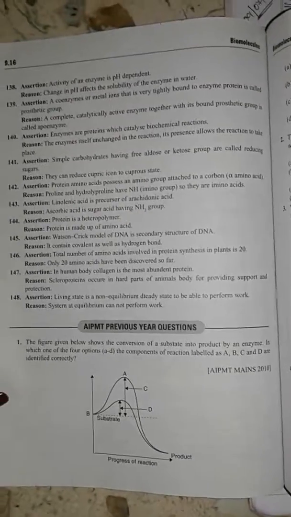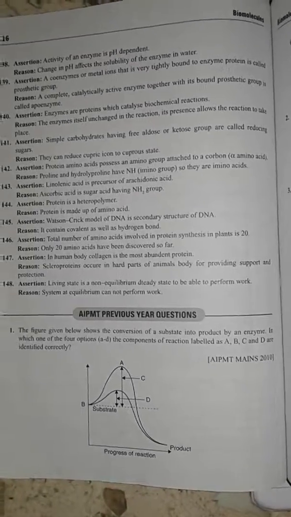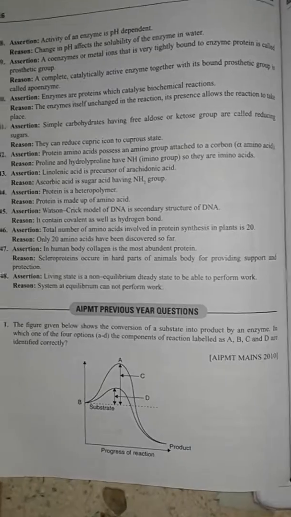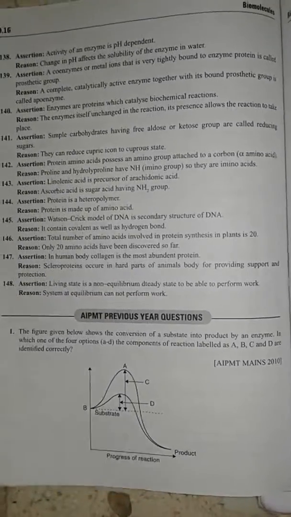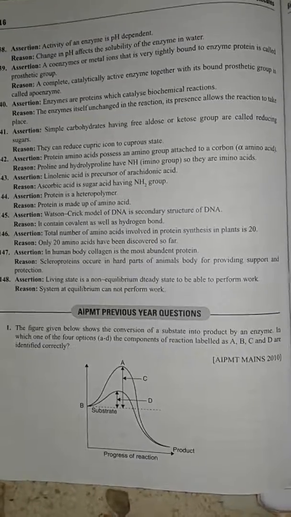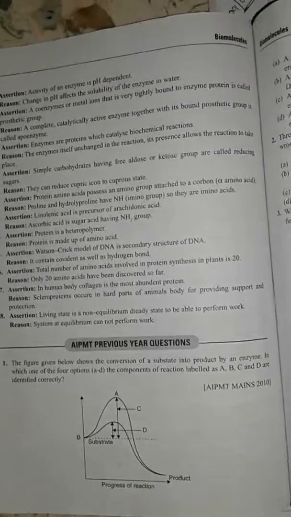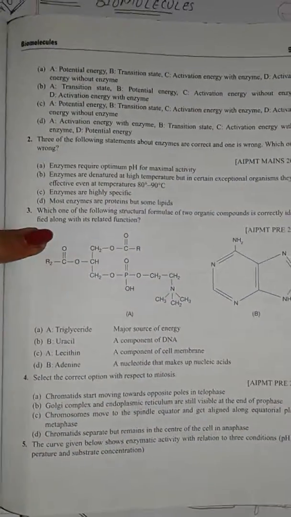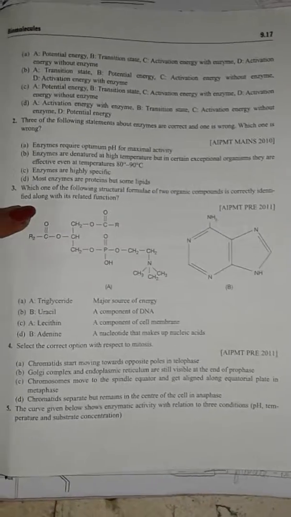Then here we have completed our sessional MCQs, and now we are going to solve the PMT previous year questions. First from them: the figure given below shows the conversion of a substrate into product by an enzyme. In which of the following options are the components of the reaction labeled as A, B, C and D identified correctly? So we have solved it earlier, and the correct one here is B. Then, 3 of the following statements about enzymes are correct and 1 is wrong. Which one is wrong here? So the wrong one here is D.